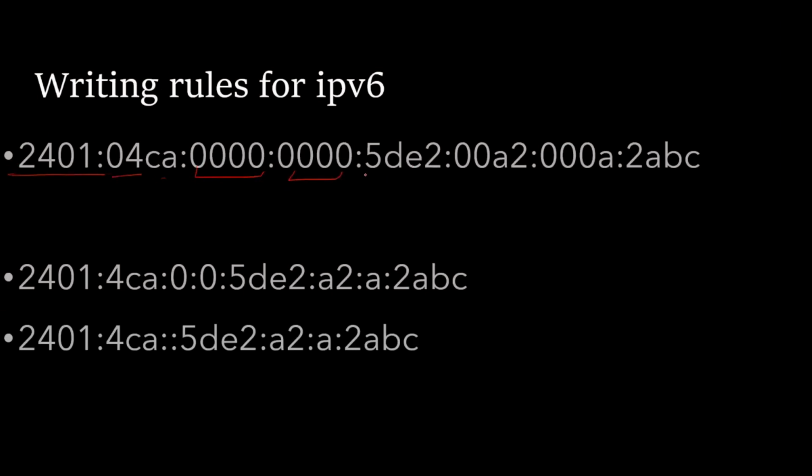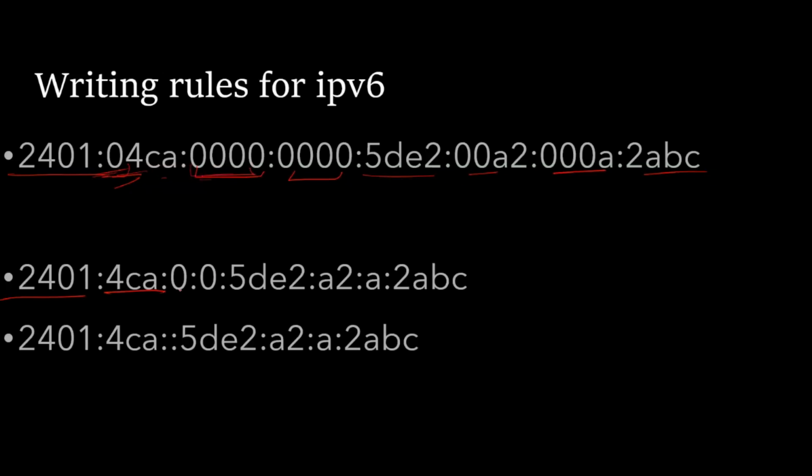2401, 04CA, and four times 0, again four times 0, 5DE2, two zeros 8, three zeros 2ABC. So the first rule is, if your IP has a 0 available at the start of a field, then you can just remove that 0. Suppose in 2401, there is no 0 in the starting. In the second field, we have this zero, so we can remove it and directly write 4CA. Next, we have 4 zero.